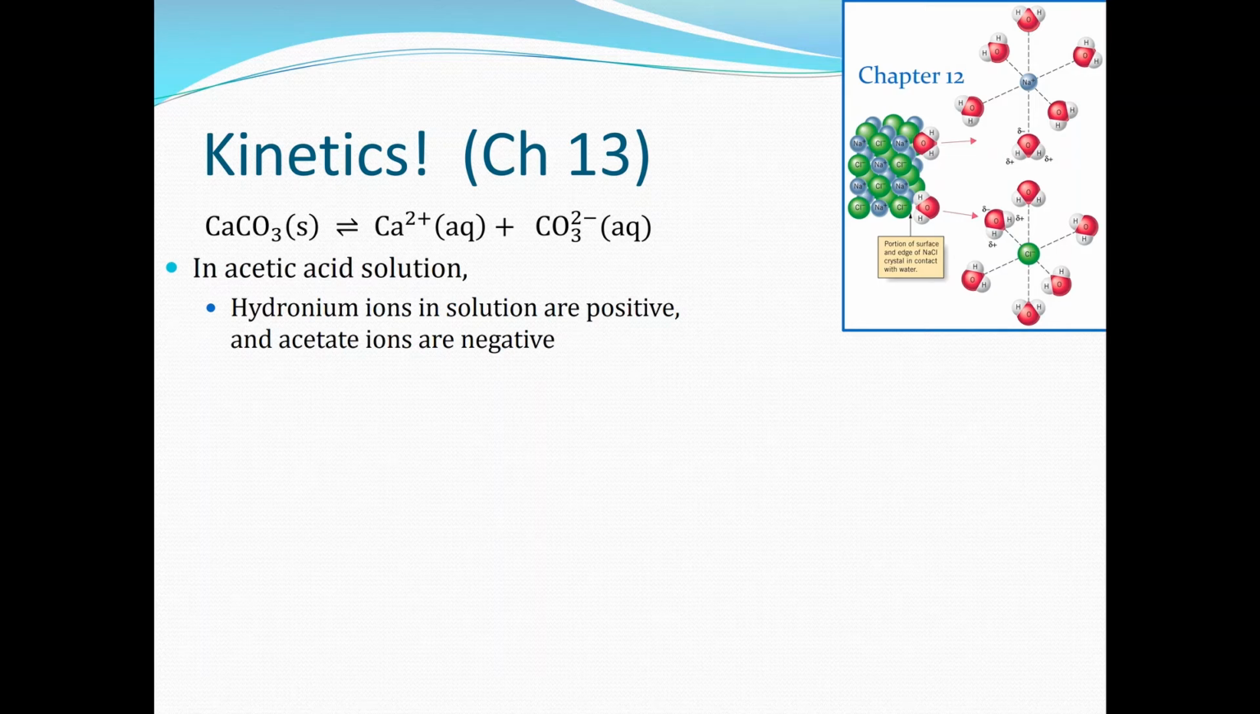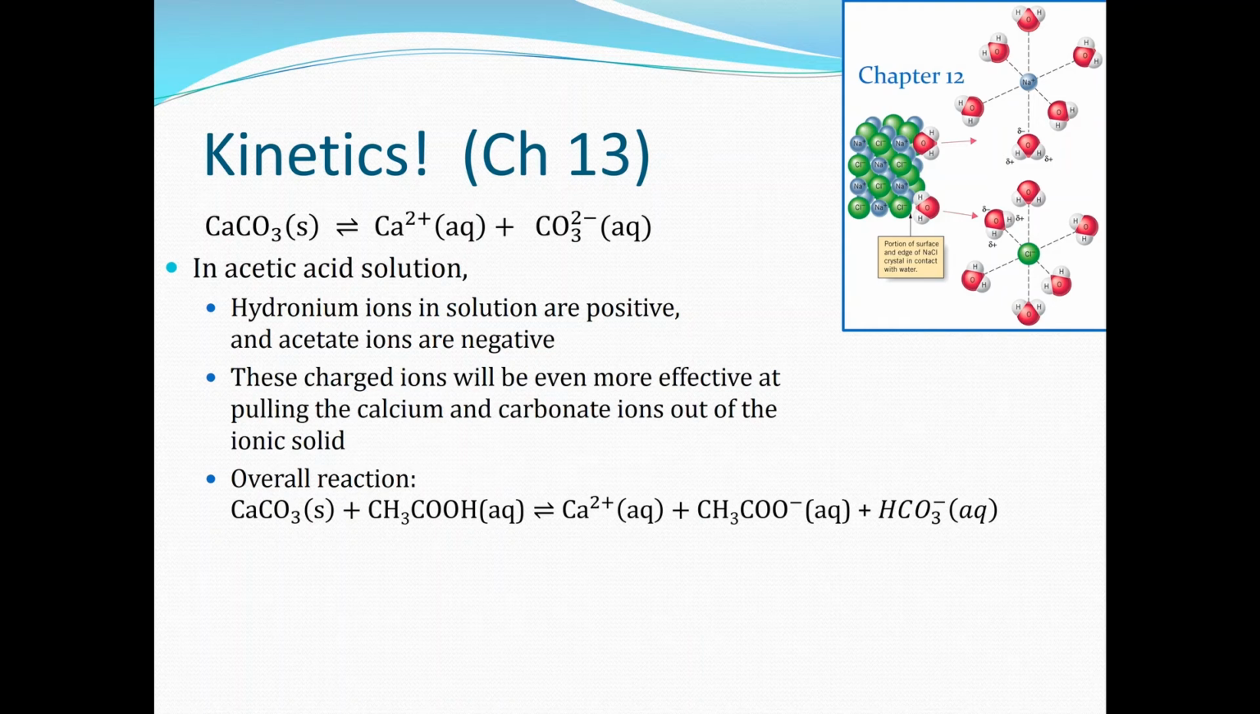And hopefully you remember, positives and negatives attract, right? So if I have a hydronium ion that comes near the surface of my calcium carbonate, it's going to be able to pull out that carbonate ion much more effectively than just a water molecule would, right? Because the water molecule has a little partial positive. Hydronium itself has a full positive charge. And so it's going to be a lot more effective at pulling out that negative ion. If I get acetate ions near the surface, they're going to be a little more effective at pulling out that calcium ion into the solution. And so it's going to be easier to get those things into solution. These charged ions are going to be better at it than just water itself is.